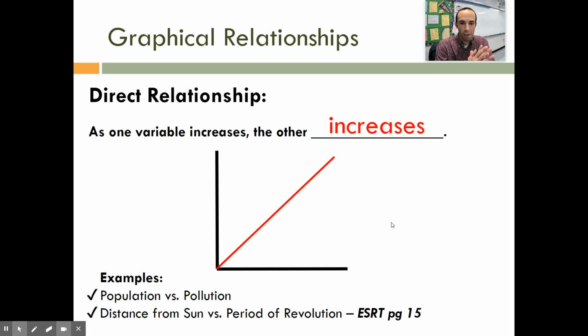planets going around the sun. So if you are farther away from the sun, like way out to the realms of Neptune and Pluto, obviously the distance is really big, and it takes a very long time to revolve around the sun. So there's a direct relationship there, right? When the distance increases away from the sun, the time it takes to go around the sun also increases. So we have a positive or a direct relationship. Okay, so that's a good example.